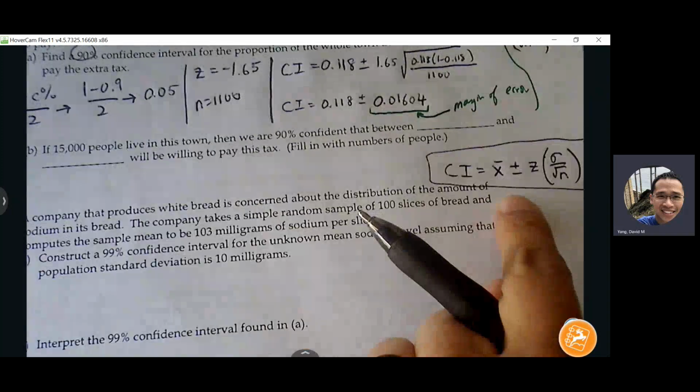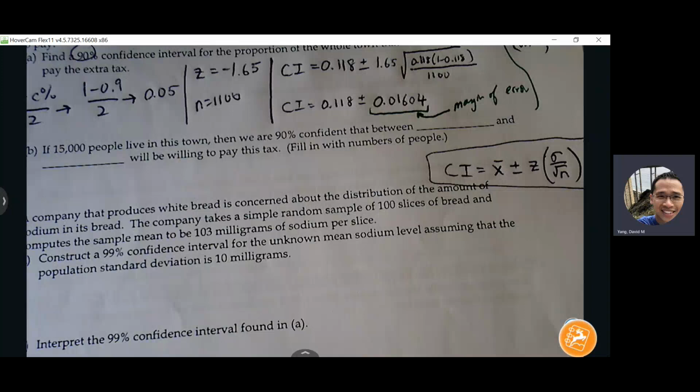So we know that we're using this formula because the problem presents us with mean and standard deviation. So we know it doesn't fit the other formula because it doesn't have the information provided for the other formula.